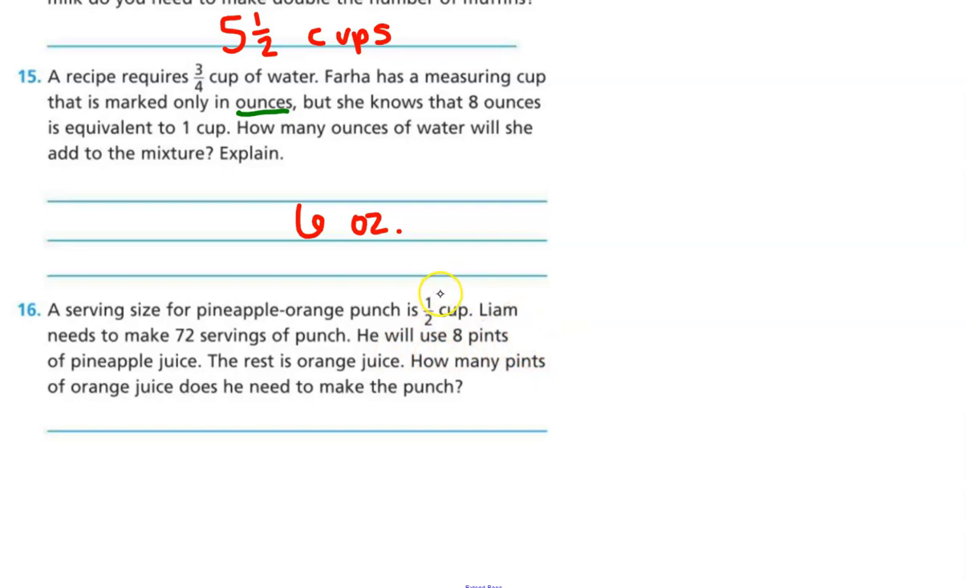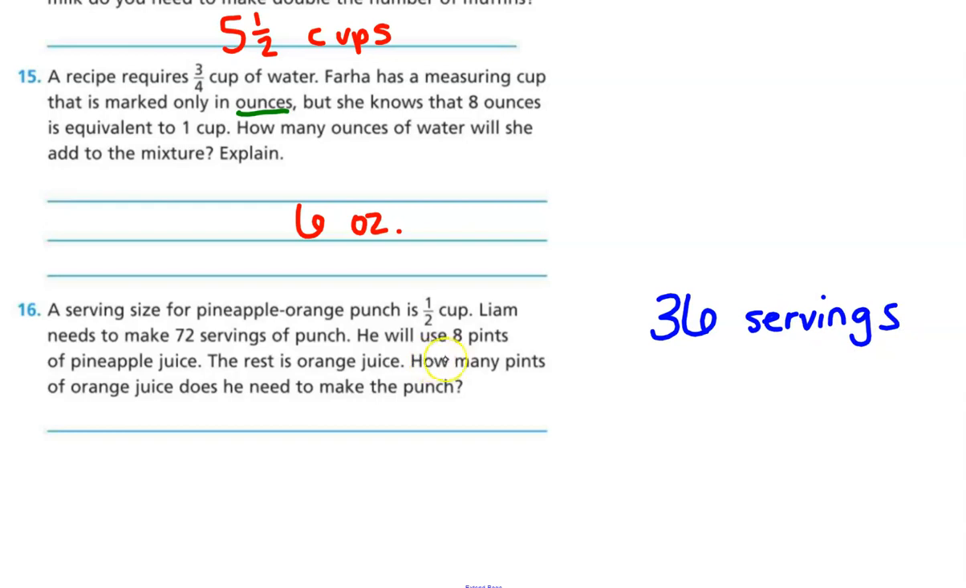Well, we got to start here first. If he's going to have a 1/2 cup and he wants to make 72 servings, we need to figure out how many cups of punch that is altogether. Well, that's basically just finding 1/2 of 72. So 1/2 of 72 is going to be 36. So I know that he is going to be making 36 cups of punch, right?